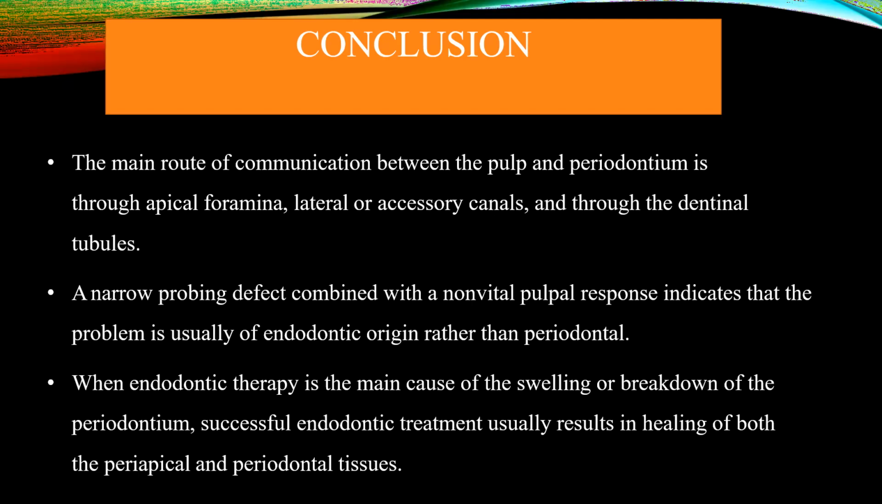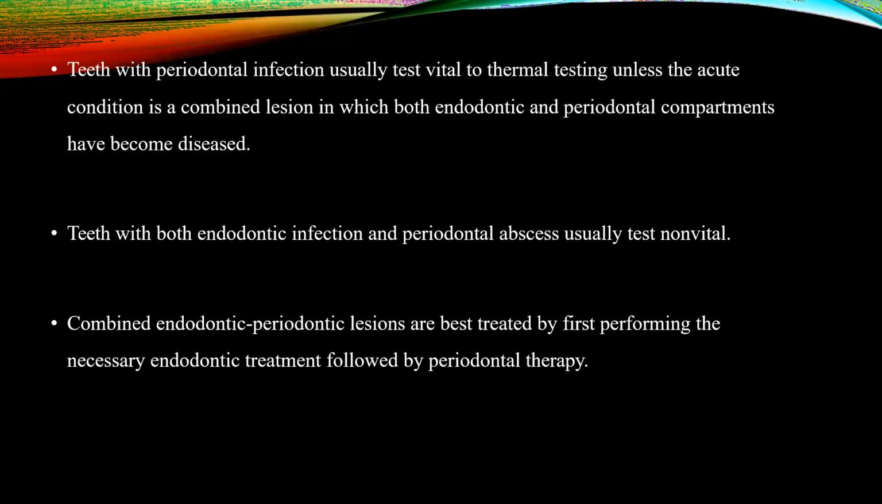Now coming to conclusion. The main route of communication between pulp and periodontium is through apical foramina, lateral or accessory canals, and through dentinal tubules. A narrow probing defect combined with a non-vital pulpal response indicates that the problem is usually of endodontic origin rather than periodontal. And when endodontic infection is the main cause of swelling or breakdown of the periodontium, successful endodontic treatment usually results in the healing of both the apical and periodontal tissue.